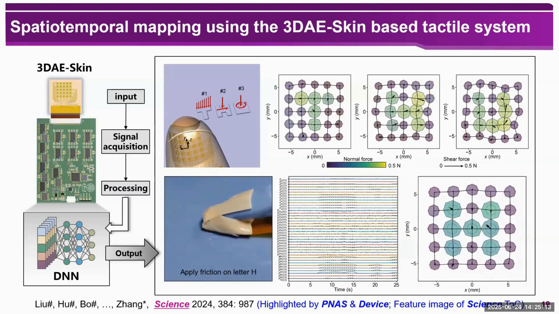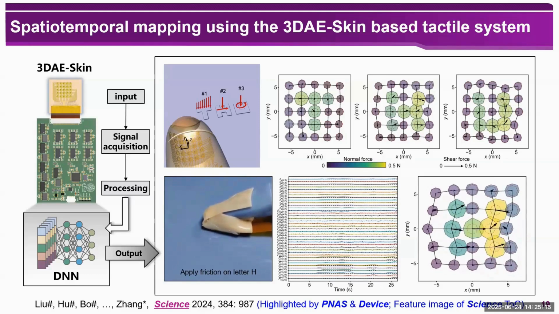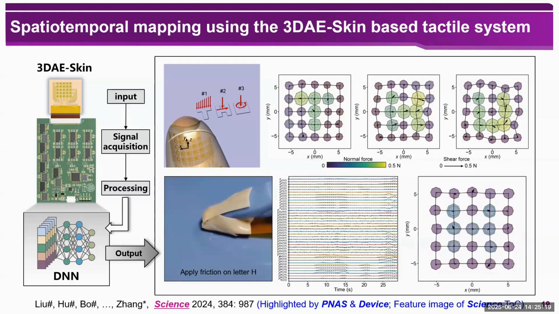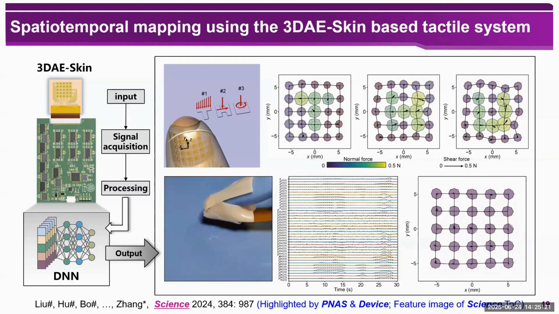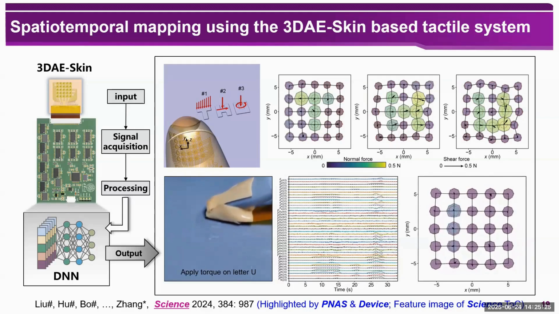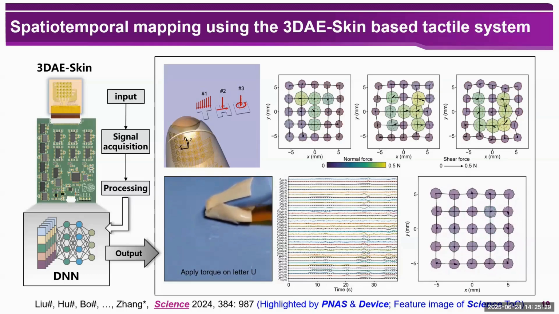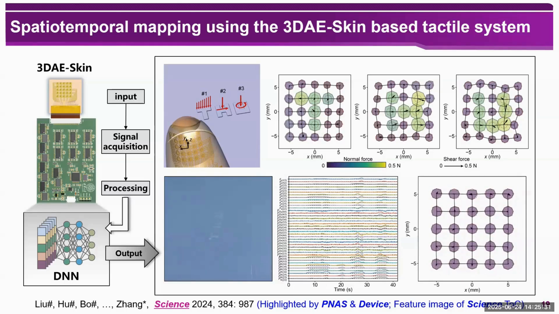And during the touch, we also apply a friction force, so you can see this information from the spatial temporal map. And finally, we use the device to touch the letter U, and during touch, we also apply a torque. So from this kind of spatial temporal map, you can identify which kind of mechanical loading is applied to the object. This is also the first time we can visualize the rich mechanical information of tactile sensation.